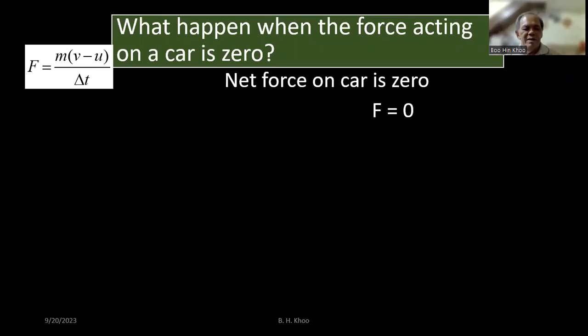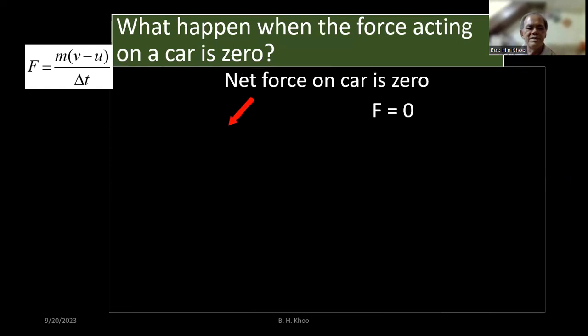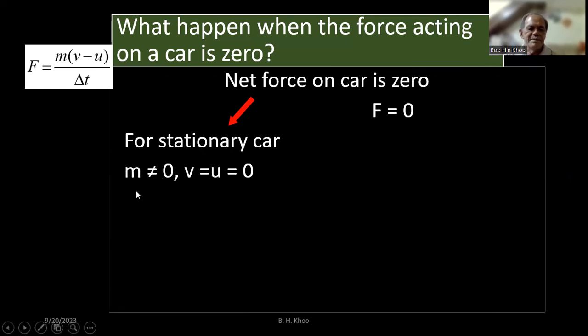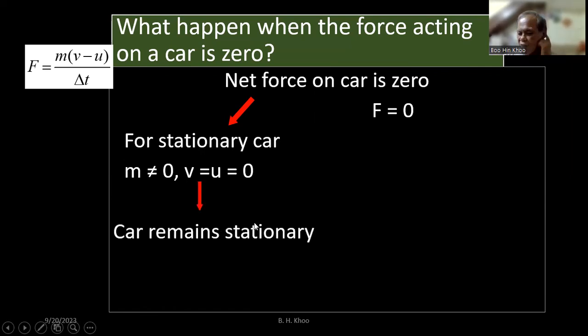Right? Remember, we are applying it to Newton's second law. Previously, we looked at the first law. For a stationary car, the car has a mass, it's not 0. Stationary car, final velocity equals initial velocity equals 0. The car remains stationary. From here, no resultant force, 0. Cross multiply, 0.